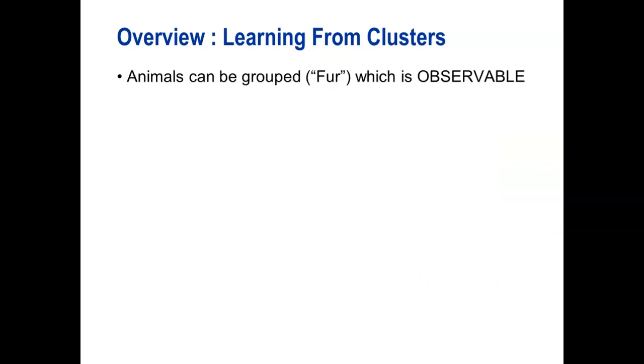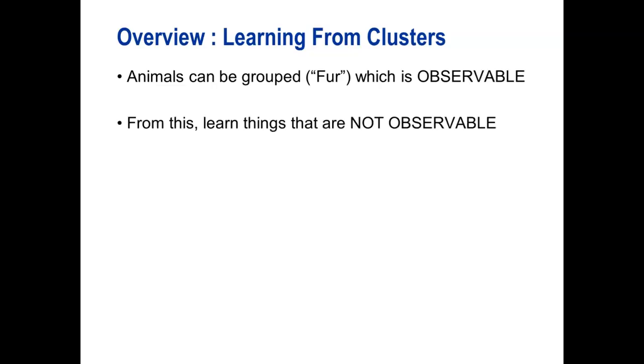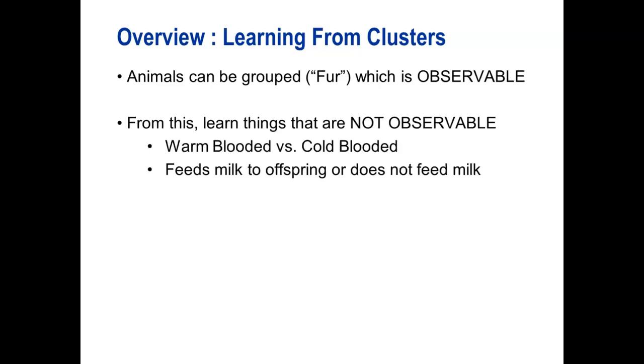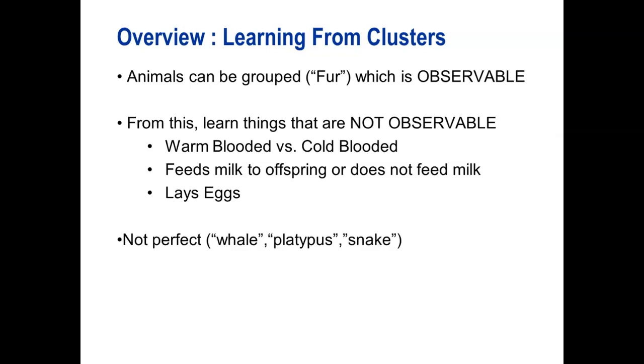So again, we are learning that we can group animals based upon whether or not they have furry skin, which is observable, and we're learning new things which is not observable, that they're warm-blooded or cold-blooded, their babies drink milk, or they lay eggs. So that's why, with clustering, you can learn something new. And again, it's not perfect. Remember our whale, our platypus, and our snake. It's not perfect. You cannot let perfect be the enemy of good when it comes to clustering. So these things are going to be mostly correct.